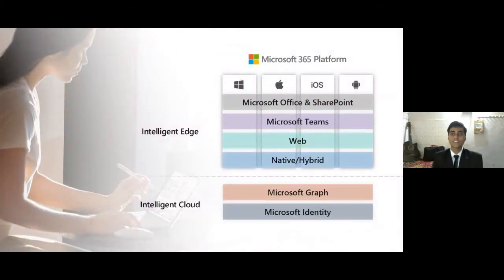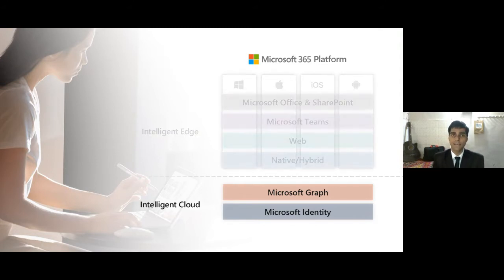So M365, as I said, consists of many things. So we have segregated those into intelligent edge and intelligent cloud. I have a short graphic demonstration later in the presentation that would give you an exact picture of what is happening with both these segregations. So let's focus on these. Intelligent cloud. Let's understand intelligent cloud at the beginning. So intelligent cloud comprises of Microsoft Identity and Microsoft Graph.